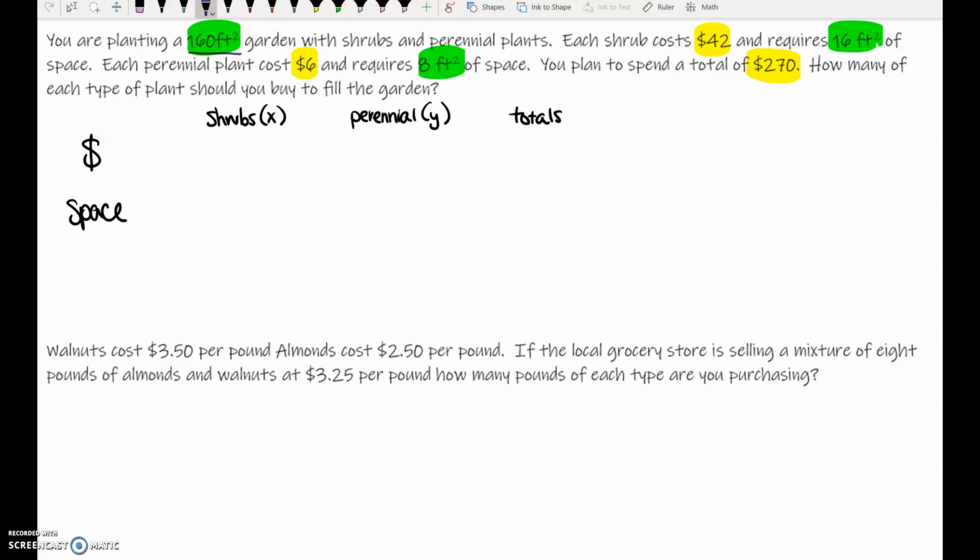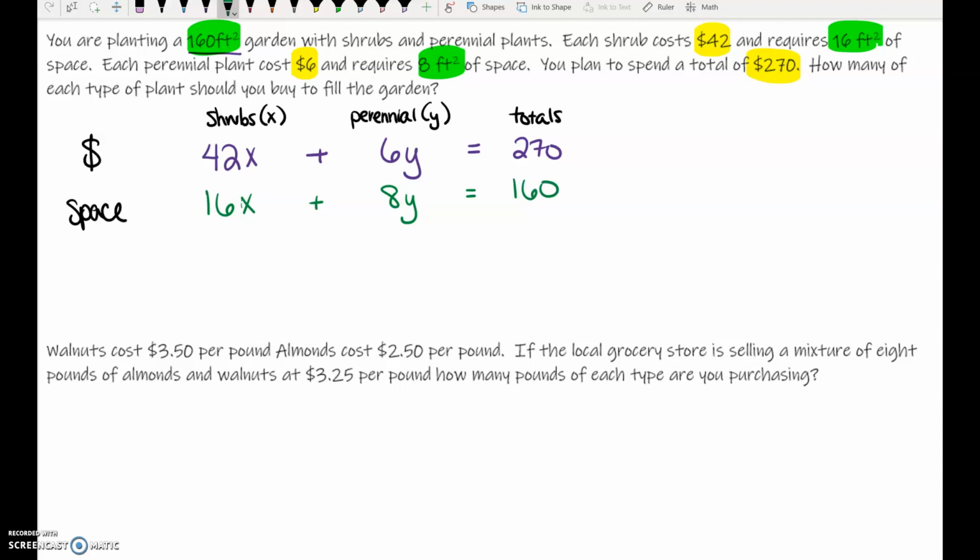So money first. The shrubs are $42 each, so 42 times X. The perennials are $6 each, 6 times Y. And the total amount of money is $270. Now space. The shrubs require 16 square feet of space. The perennials require 8 square feet of space. And then total, we have 160 square feet for our garden.